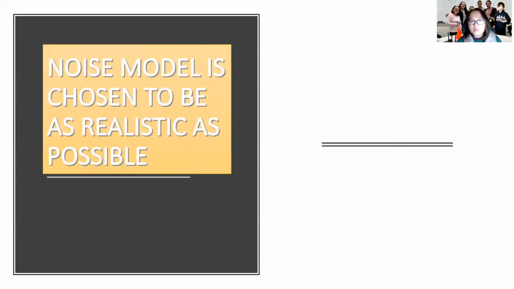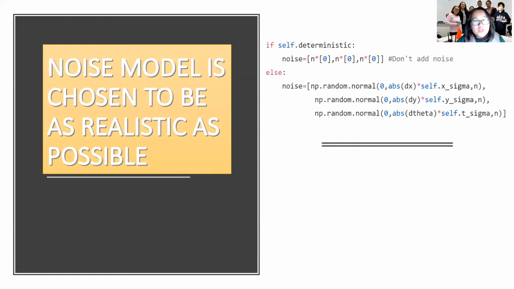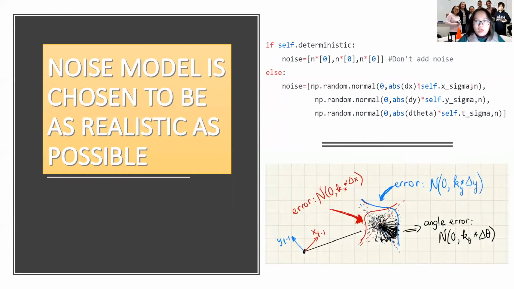At the same time, we want our noise model to be as realistic as possible. For example, if the car moves a small distance, then the noise should be smaller than if the car moves a larger distance. To do so, we set the standard deviation of the normal distribution to the magnitude of the odometry times some factor. And by tuning those factors, we can find the best noise model for our motion model.